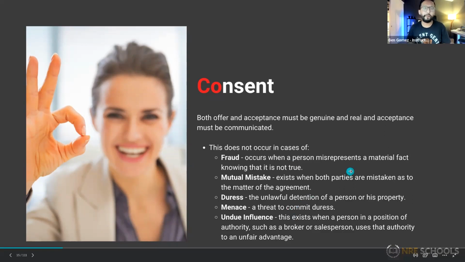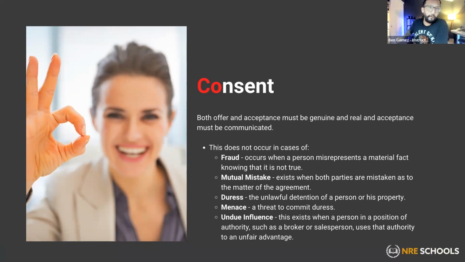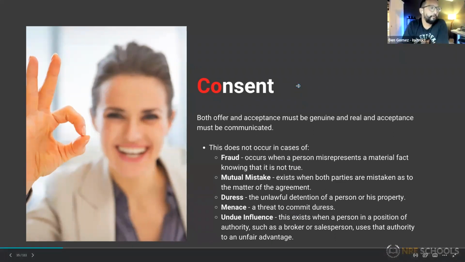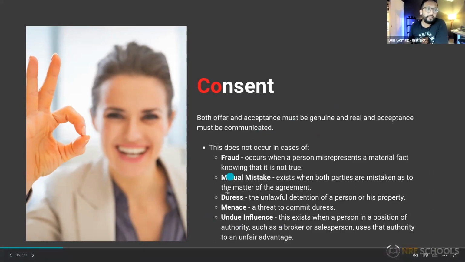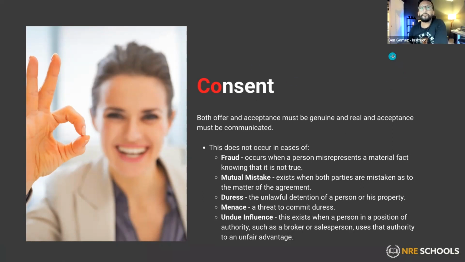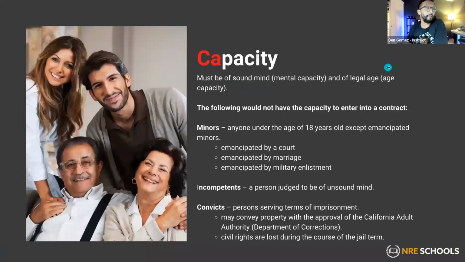Duress: you can't threaten somebody. Menace: a threat to commit duress. You can't hold a gun to Carla's head and say, Carla, sign this agreement or else. The agreement will not be enforceable or valid. Undue influence exists when a person in a position of authority, such as a broker, uses that authority to gain an unfair advantage. Consent does not occur when it's one of these, and these are all bad things. So there has to be consent to make that agreement valid and enforceable.